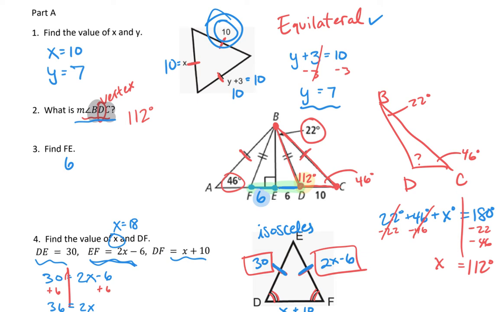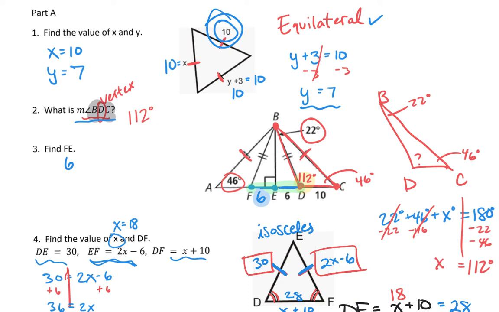Well, I know that x is 18 and DF is equal to x plus 10. So if x is 18, take that 18 and plug it in there for x. So instead of x plus 10, it'll say 18 plus 10, which is 28. So DF has a length of 28.